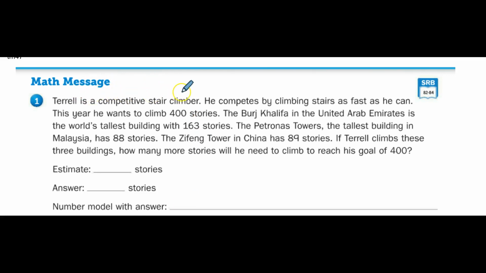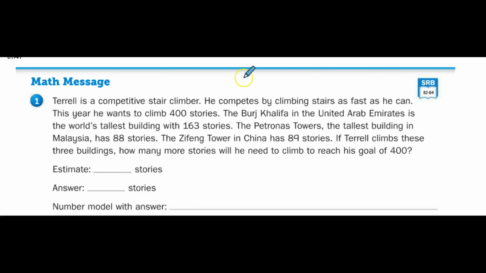Terrell is a competitive stair climber. He competes by climbing stairs as fast as he can. This year, he wants to climb 400 stories. The Burj Khalifa in the United Arab Emirates is the world's tallest building with 163 stories. The Petronas Towers, the tallest building in Malaysia, has 88 stories. The Xifeng Tower in China has 89 stories. If Terrell climbs these 3 buildings, how many more stories will he need to climb to reach his goal of 400?